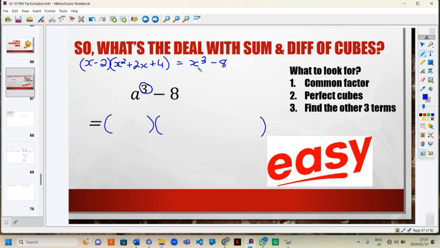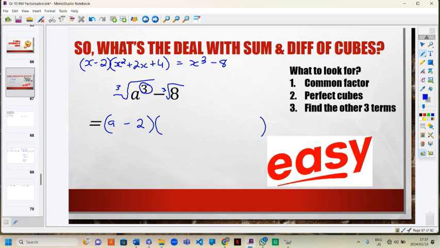So from x cubed, let's look at this small bracket. From x cubed, how did I get to x? I cube rooted it. We're working with cubes, so we're going to cube root both of these terms. What's the cube root of a cubed? It's a. And what's the cube root of negative 8? Negative 2. So there we are: x minus 2, a minus 2.